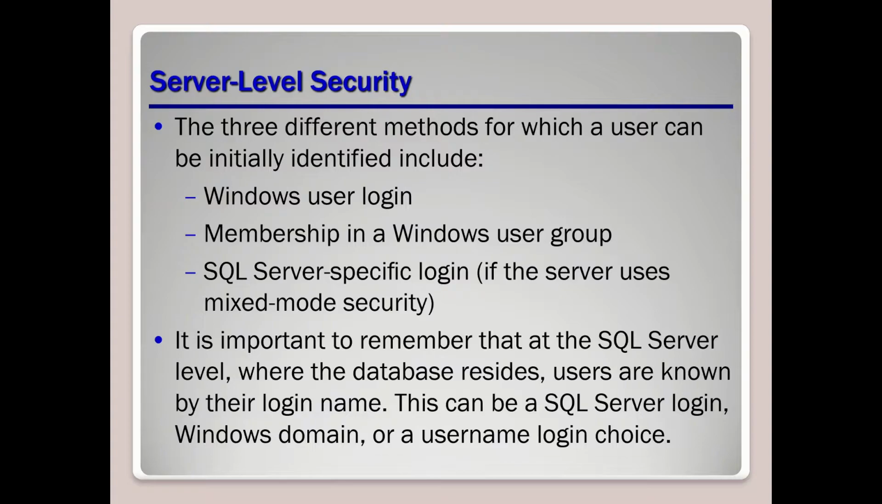So service level security. The three different methods by which a user can be initially identified include Windows user login, membership in the Windows user group, and SQL Server-specific login if the server uses mixed mode security. It is important to remember that at the SQL Server level where the database resides, users are known by their login name. This can be a SQL Server login, Windows domain, or a username login choice.